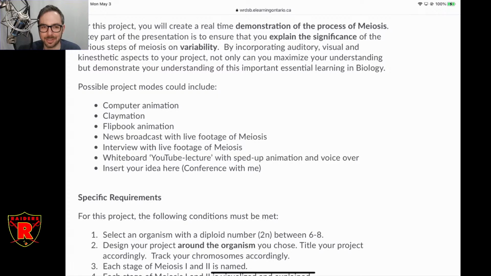That's a real tricky thing. You have to be pretty on top of that in order to get that to work out, and actually explain what's going on in a way that makes sense, and make sure that you include all the relevant details of a meiosis. So I had one group that did that effectively, and it actually made sense at the end.